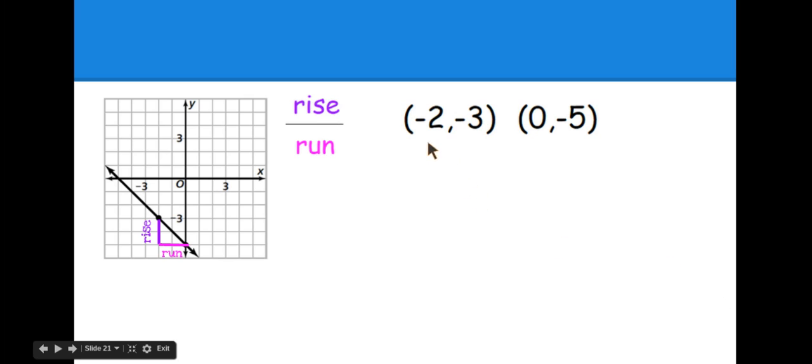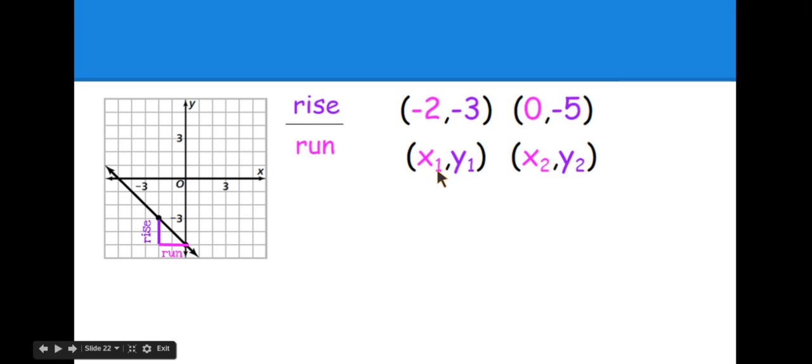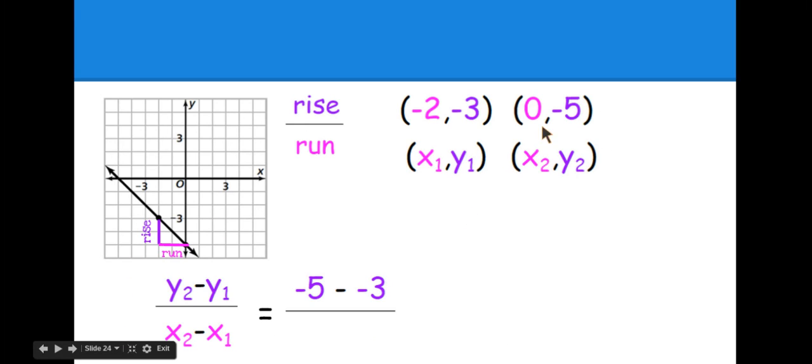So we've got the coordinates -2, -3, and 0, -5. We're going to label them. X sub 1 is -2, y sub 1 is -3, x sub 2 is 0, y sub 2 is -5. Plug it into our equation. So we've got -5 minus -3. Then we've got 0 minus -2.